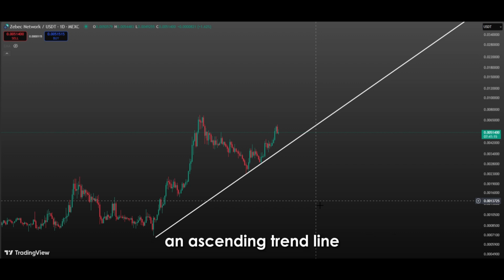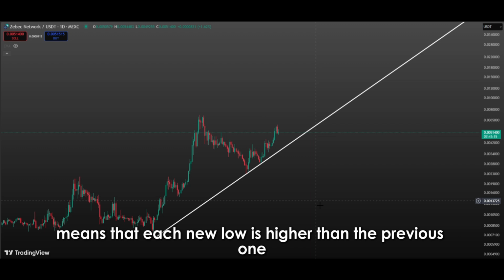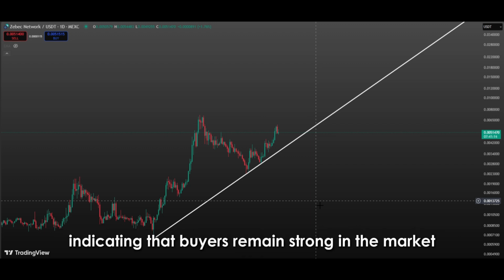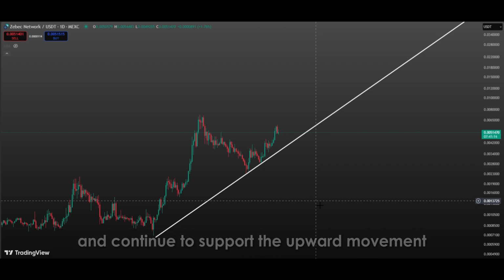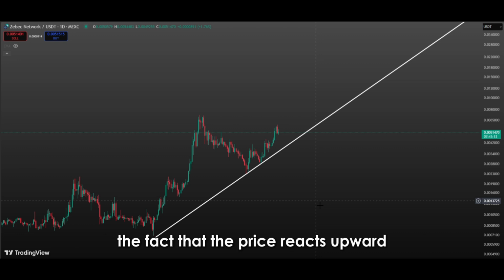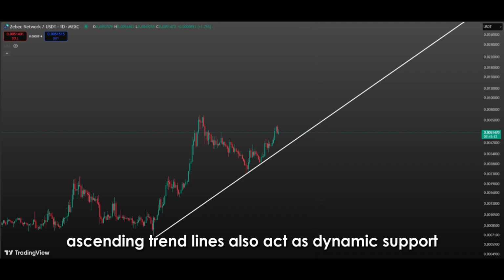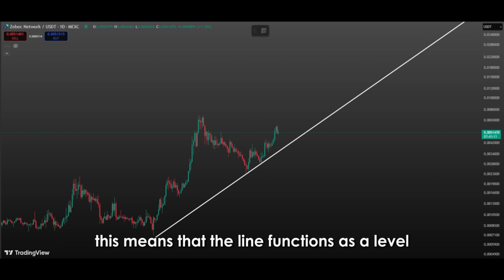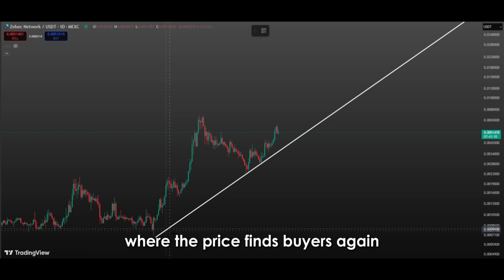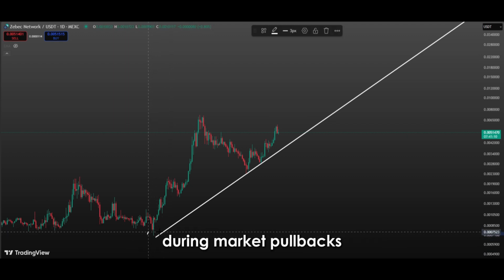An ascending trend line means that each new low is higher than the previous one, indicating that buyers remain strong in the market and continue to support the upward movement. The fact that the price reacts upward after touching this trend line confirms the validity of the trend from a technical standpoint. Ascending trend lines also act as dynamic support. This means that the line functions as a level where the price finds buyers again during market pullbacks.